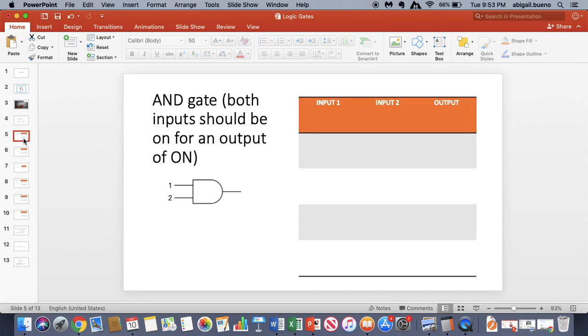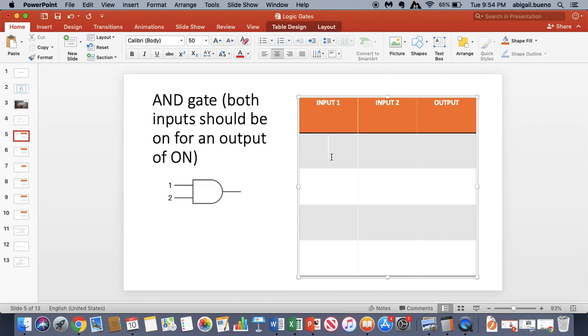Let's start with an AND gate. Let's look at its circuit symbol first. Looking at its circuit symbol, it has two inputs and one output. We will always look for the output. An AND gate will have an output of on if both of the inputs are on. So let's make a truth table. This is what we call a truth table for an AND gate.